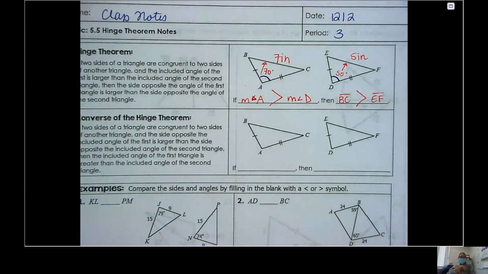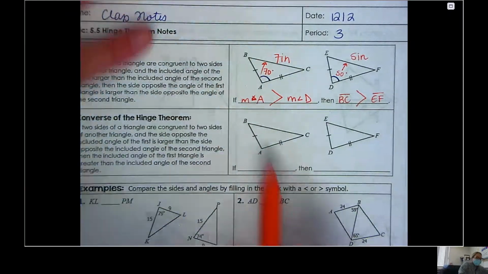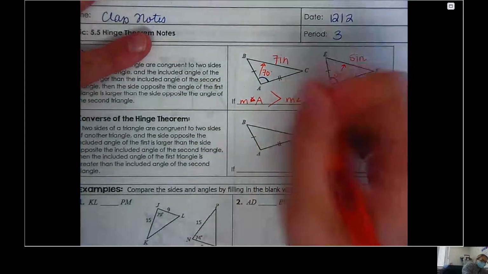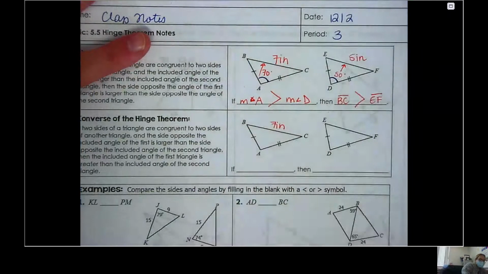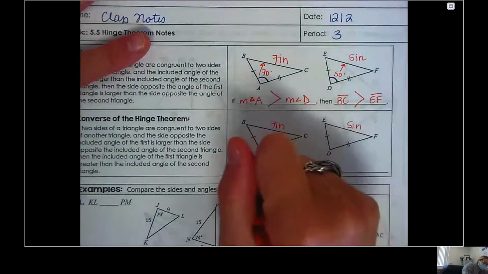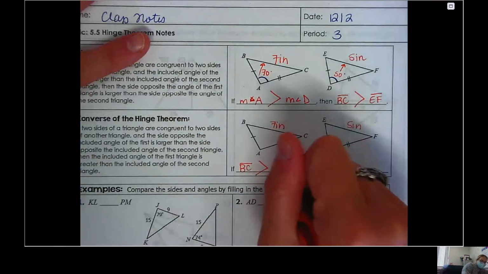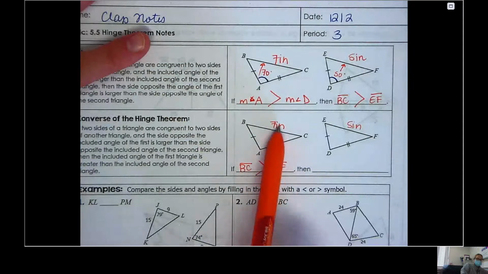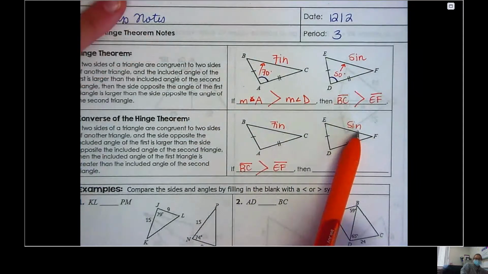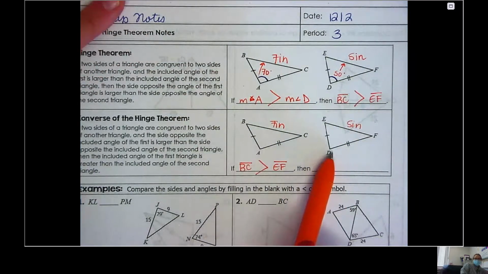The converse of the Hinge theorem, converse just means the opposite. So I can go the opposite way. Instead of going from an angle to a side, I can go from a side to an angle. So let's say that side BC is bigger than side EF, right? 7's bigger than 5. If this side BC is bigger than EF, right? This side is bigger than this side. Which angle is bigger, angle A or angle D?